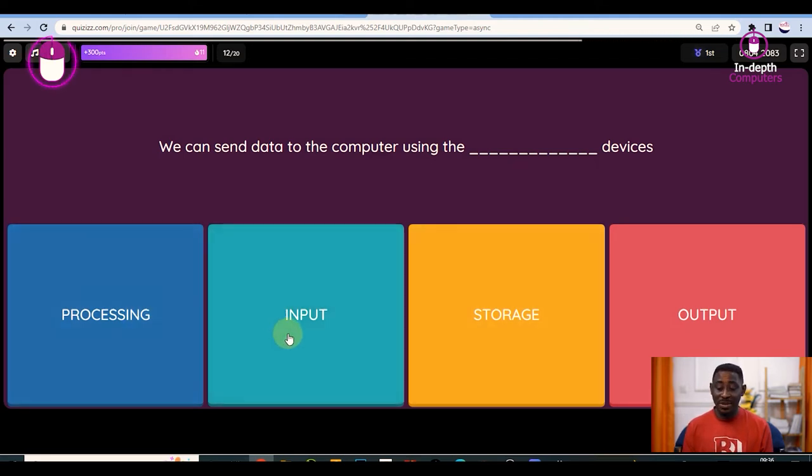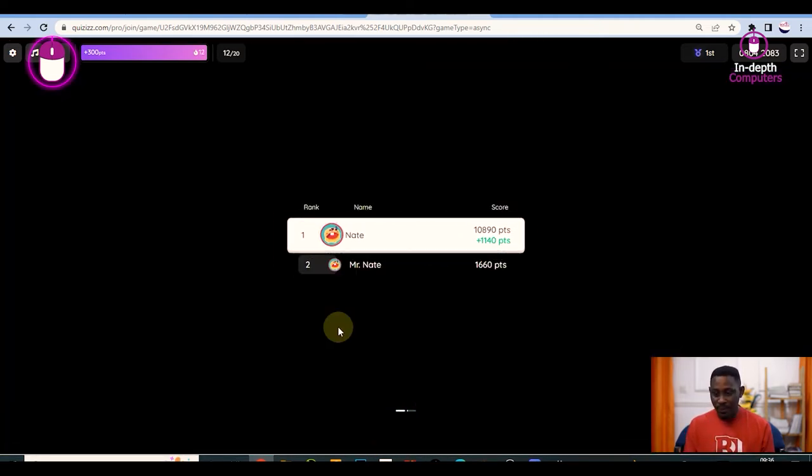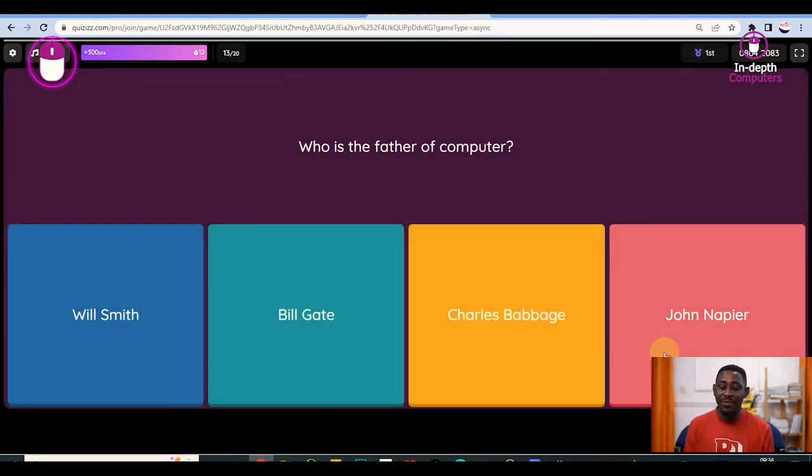The next question is, we can send data to the computer using dash devices. Processing devices, input devices, storage devices, output devices. Input devices are used in sending data into the computer. Now the next question is, who is the father of computer? Will Smith? No, he's a movie star. Bill Gates? No, he is the owner of Microsoft. Charles Babbage? Yes, he's the father of computer.